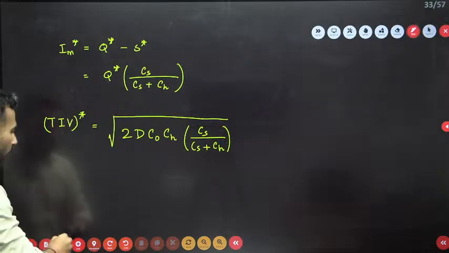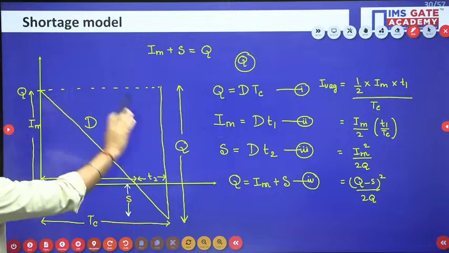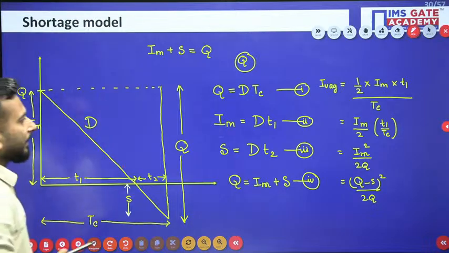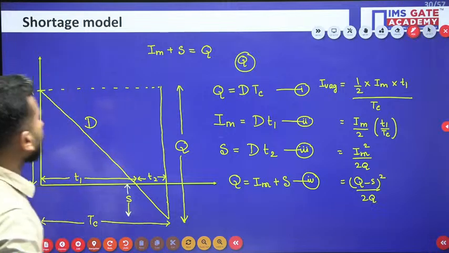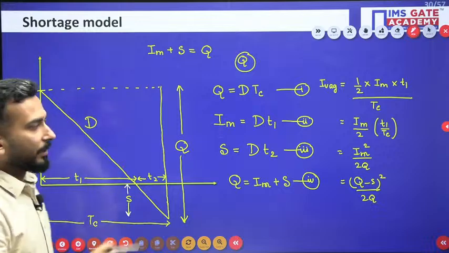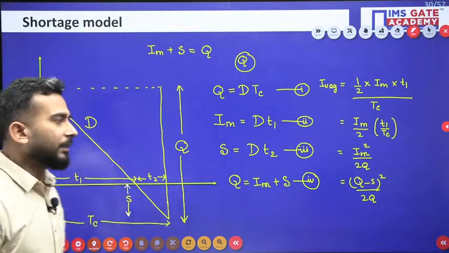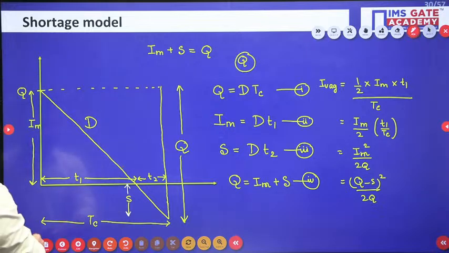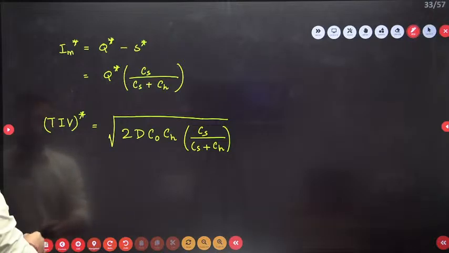So these four formulas are there which you need to remember along with the graph, along with the pattern, the cycle time and these relations, right? So this constitutes your shortage model, and whatever question you get, it will be from here only, and directly you can very easily get the answer by applying the formula, right?